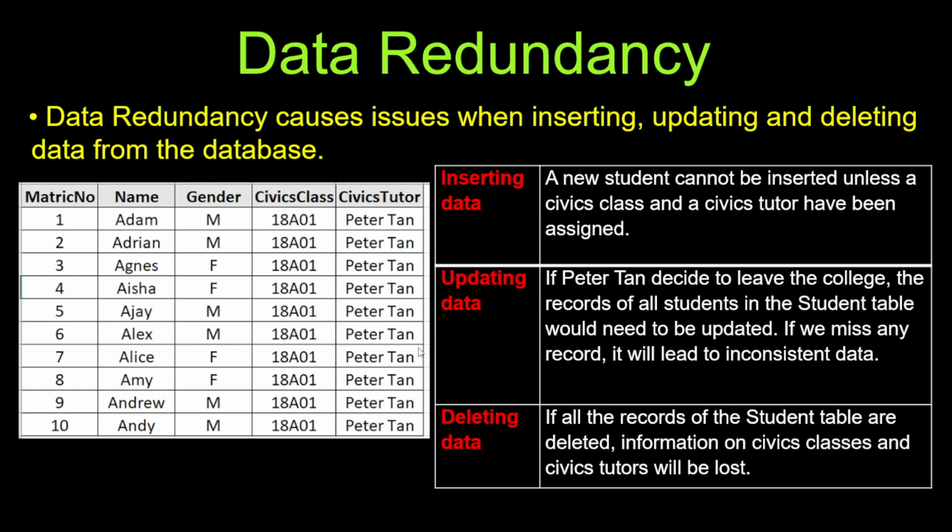Okay, but what if your civics tutor is transferred out of school or resigns from service, then you need to change to a new tutor, right? Then you have to update every single record. So for all 10 records, you have to update them one by one. And then if you want to delete, let's say after a few years this class has already graduated, you don't need the records, you want to delete the entire table. But when you do that, you're also removing the information about the class and also the civics tutor. So this is something that I want to avoid as well.